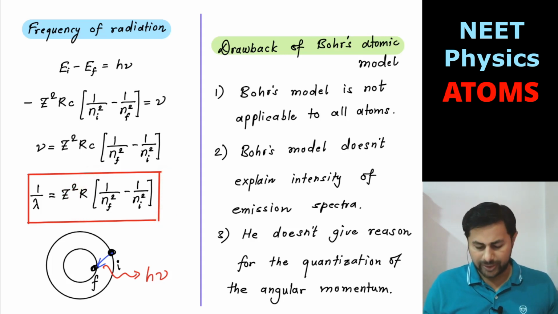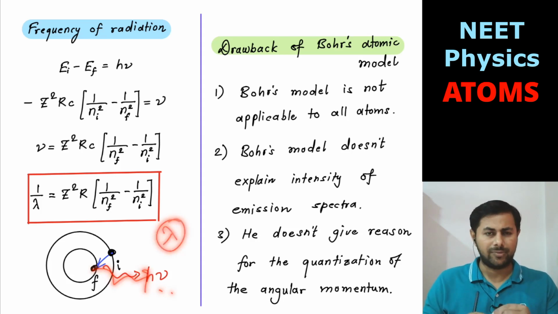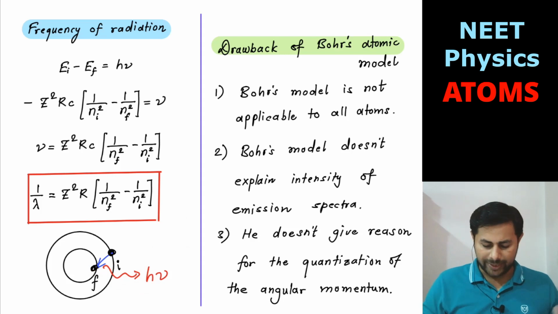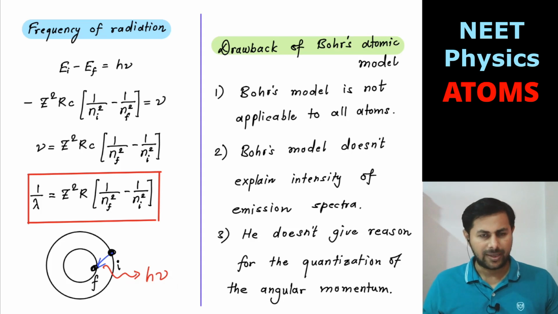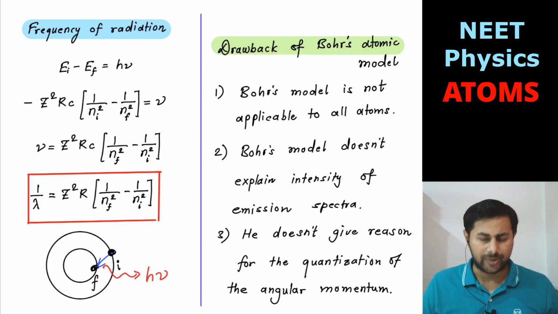So if you want the wavelength of a photon when an electron jumps in a hydrogen atom from, let's say, the initial level Ni to the final level Nf, then what's that wavelength? 1 by lambda, put Z equals 1, R times 1 by Nf square minus 1 by Ni square. So that's simple. Finally, let's see the drawbacks of Bohr's atomic model, and after that we'll solve some problems.